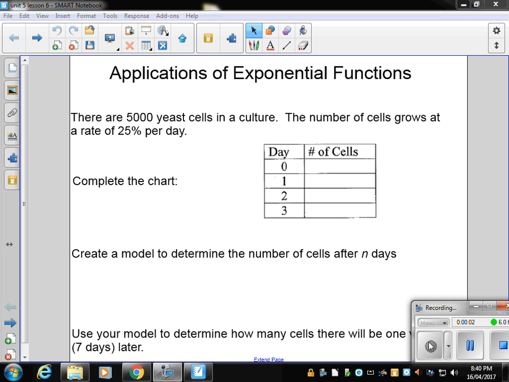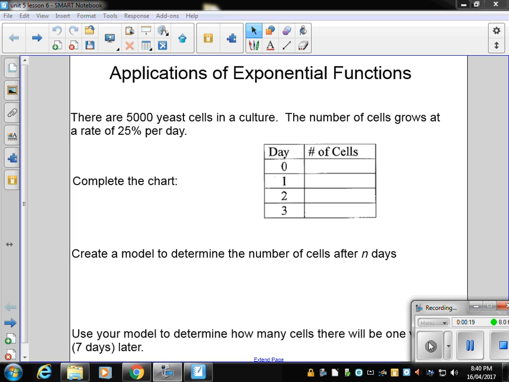And we're on lesson 6, and now that we're experts at graphing them, we're going to solve some problems with exponentials. There are 5,000 yeast cells in a culture. The number of cells grows at a rate of 25% per day. So we're going to complete the chart.